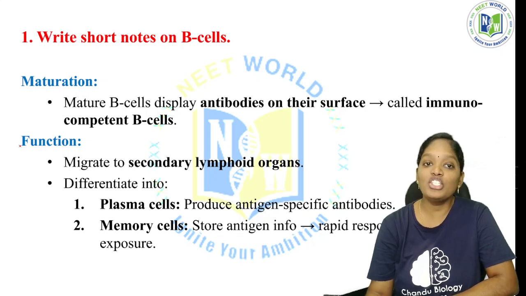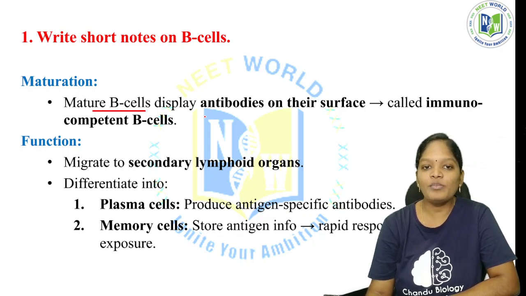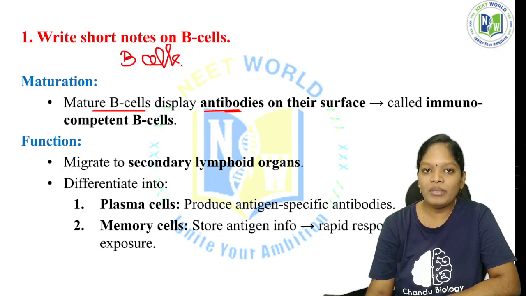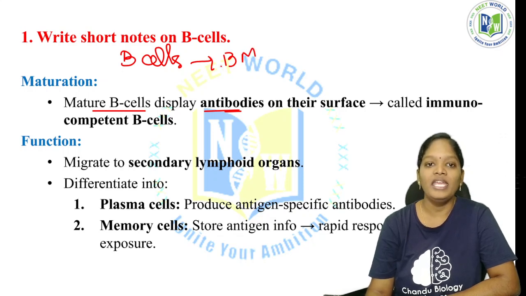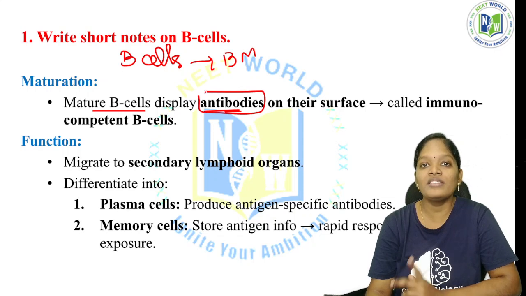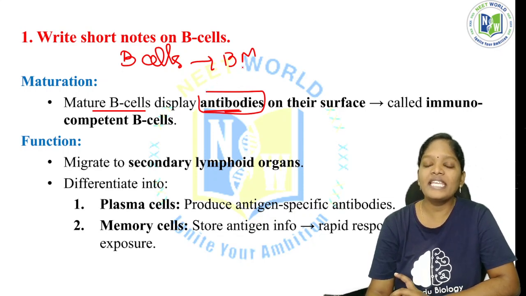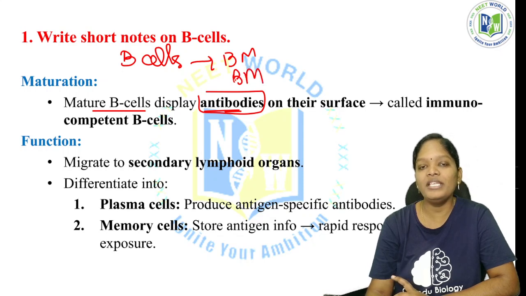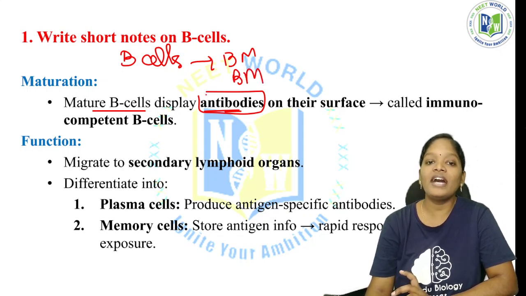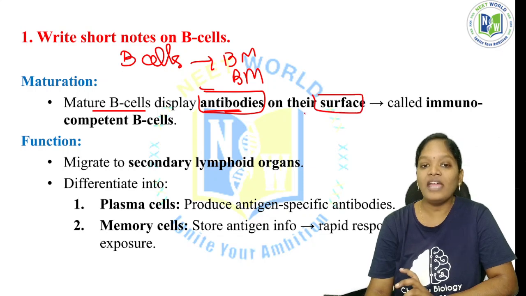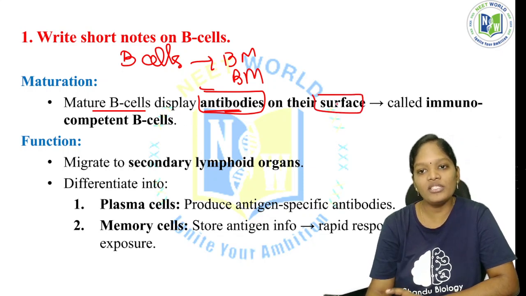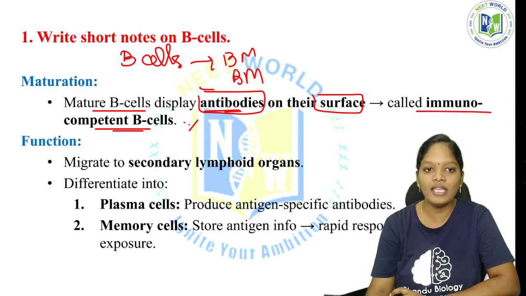Now, where they mature, the mature B cells display antibodies on their surface. Whenever the B cells are produced in the bone marrow, they don't have any antibodies on their surface. Only after the B cells mature in the bone marrow do they have antibodies on their surface. And when the B cells have antibodies on their surface, these cells are called immunocompetent B cells.